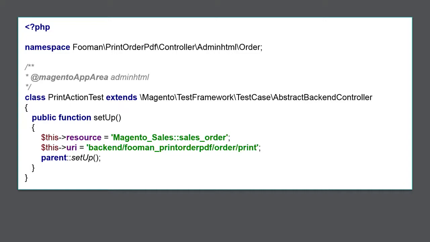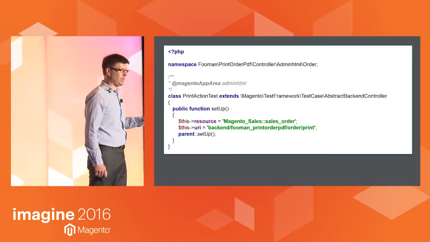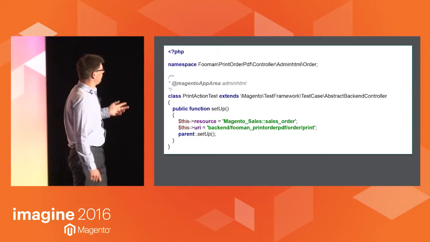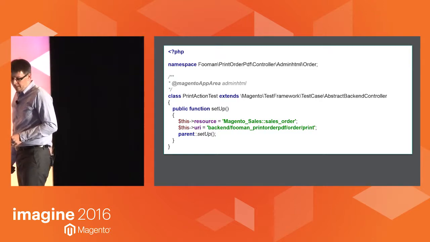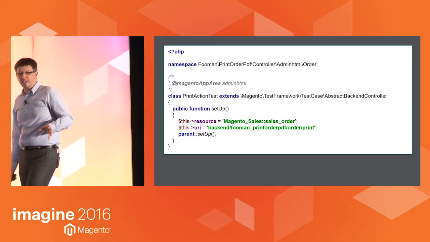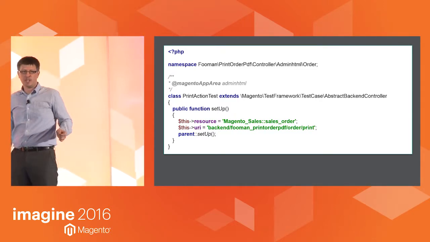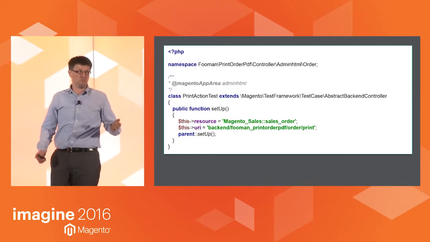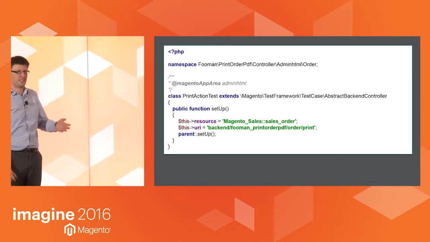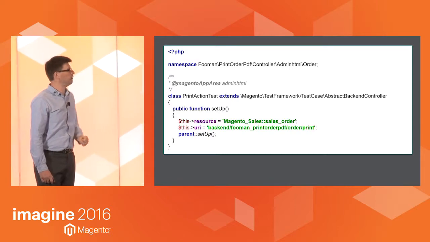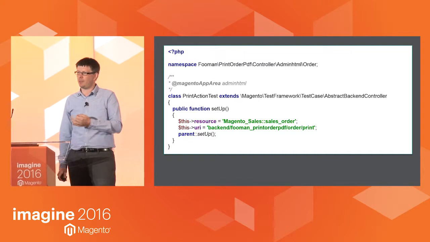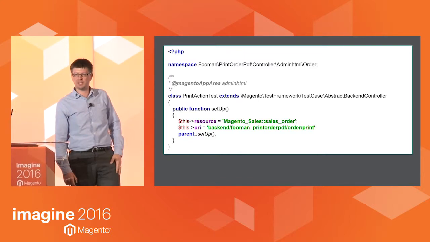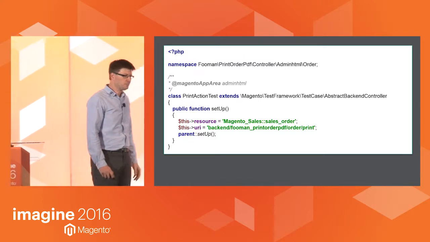This is taken from an extension called print order PDF, where we're creating a PDF of the order. Two things to note in this test. We have a specific annotation up on top, which sets the area for this test. And we're extending from the abstract backend controller. Not much more is happening, except that we fill in a couple of properties so far.